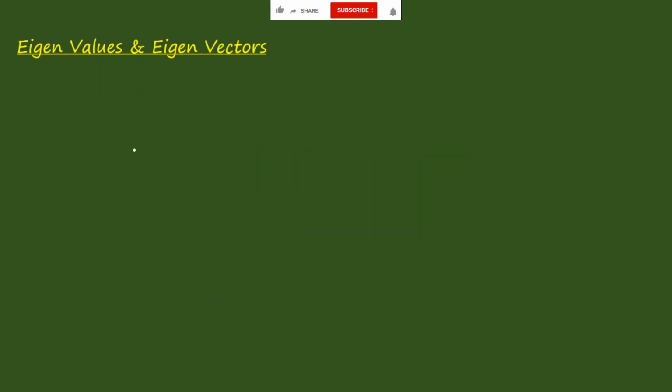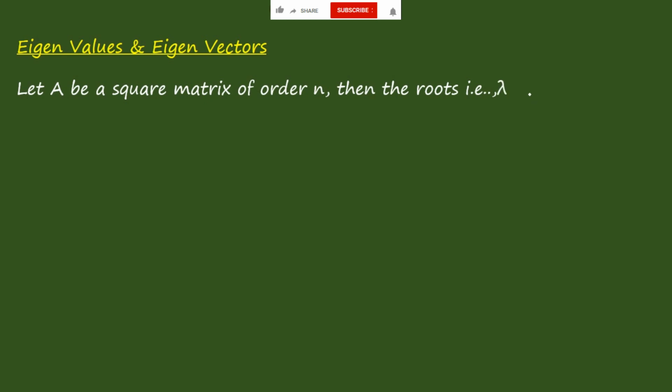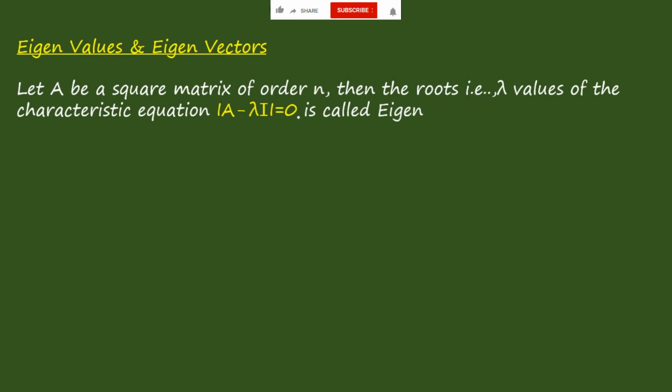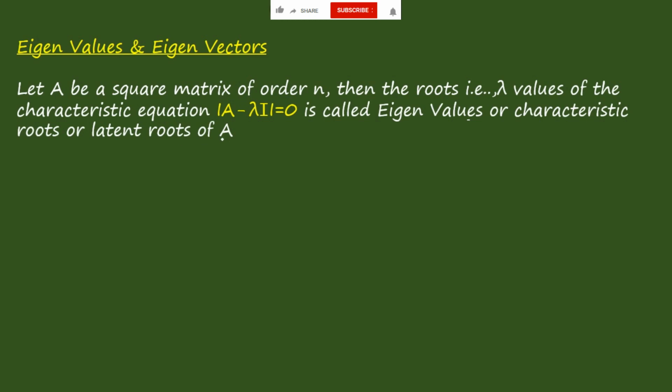Now coming to eigenvalues and eigenvectors. First we're looking at the definitions. First, eigenvalues. Let A be a square matrix of order n. Then the roots, that is lambda values, of the characteristic equation determinant of A minus lambda I equal to 0 are called eigenvalues, characteristic roots or latent roots of A. A is a square matrix and I is the identity matrix. Then lambda, the roots that we get for the square matrix A, are called eigenvalues.